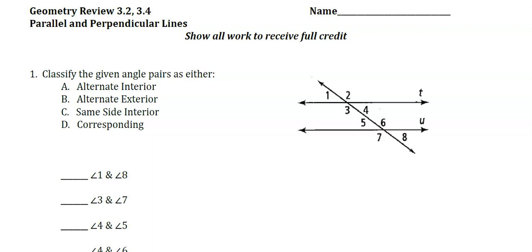All right, geometry review 3234, parallel perpendicular lines. So let's get right after it. Number one says classify the given angle pairs as either alternate interior, exterior, same side, or corresponding.